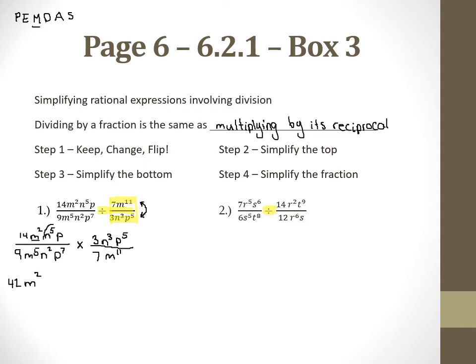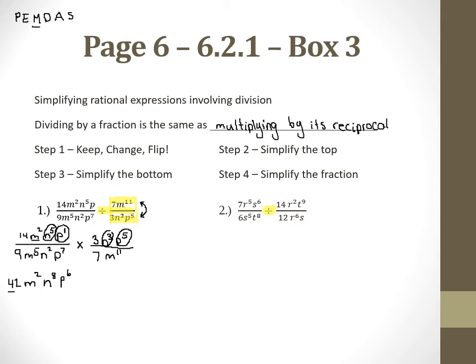N's, I've got n to the fifth multiplied by n to the third. So since those are being multiplied, we add the exponents. 5 plus 3 becomes n to the 8th power. And then p's, I've got just a single p here, in other words, p to the first, multiplied by p to the fifth. 1 plus 5 gives me p to the 6th power.